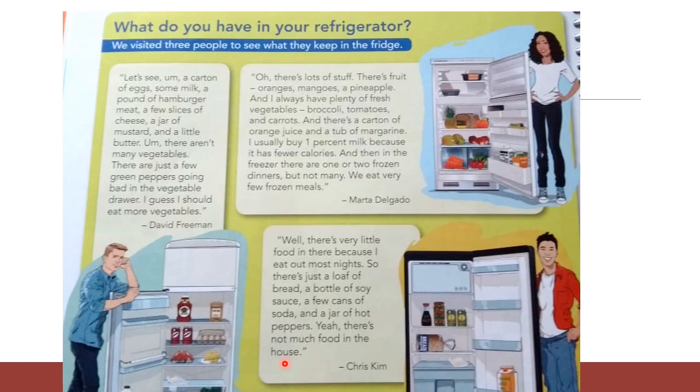So when you take a look at your fridge, then you can see if you are eating healthy or not. If we consider David Freeman and Chris King, they are not eating healthy because David doesn't have enough healthy food, and Chris doesn't have food because he eats out most of the time, and we don't know what he is eating in a restaurant. Maybe he's eating fast food.